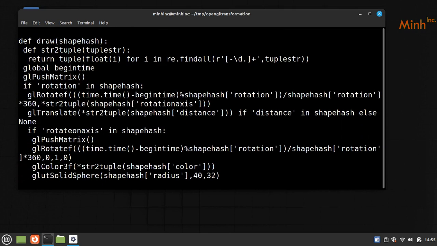So this is a string to tuple. If someone passes the string, it tries to find all minus or numeric or anything, and then it returns I and float I as a tuple. Okay, begin time we'll see. Now it pushes the matrix. If rotation in the shape hash, it rotates.